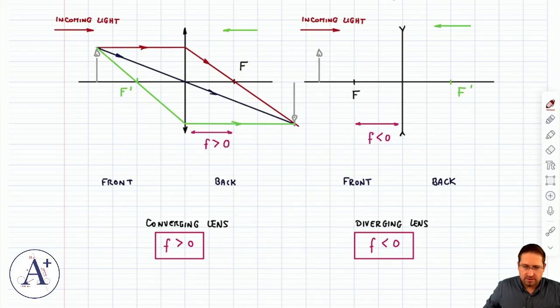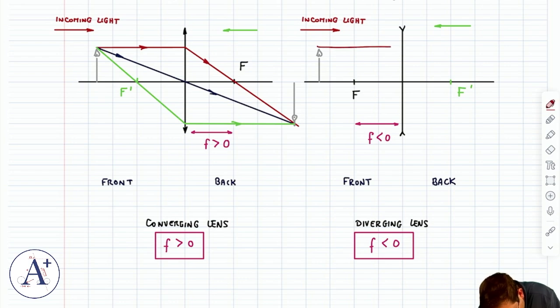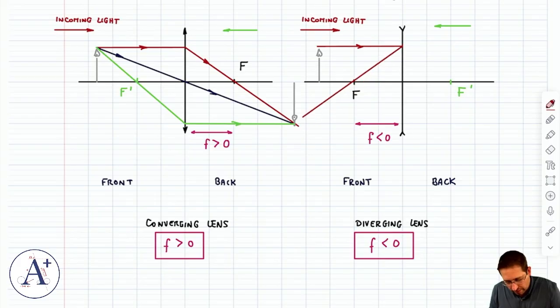What about diverging lenses? Well, we're going to draw the same rays. It's going to be a little bit different because diverging lenses work differently, but it's going to be the same idea. So let's start with the ray of light that arrives parallel to the optical axis. Now this is a lens, so light has to go through. It's not going to do this. Okay, let's not do that. That's not right.